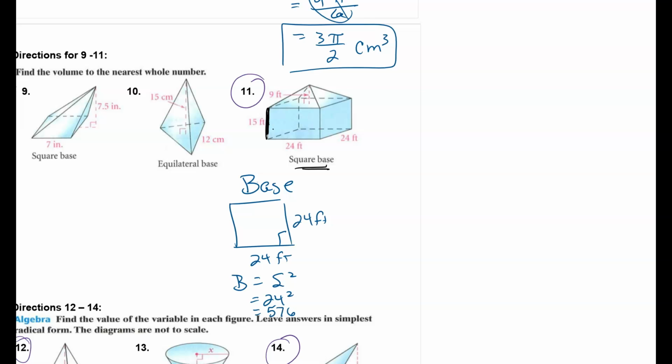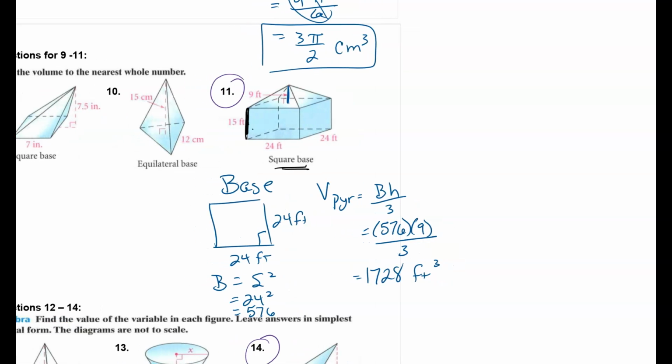All right, now we need to do the volume of the pyramid, right? And we know that formula is area of the base, base polygon that is, times the height of the pyramid all over 3. So we get 576. The height, they tell us, is 9. That's all over 3. So 576 times 9 divided by 3, that's going to give us 1,728, and that's going to be cubic feet.